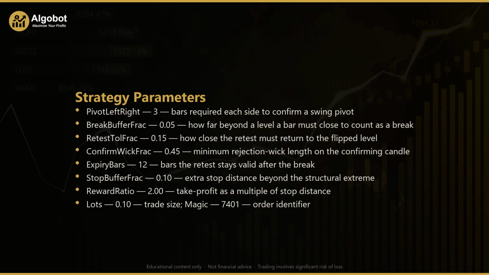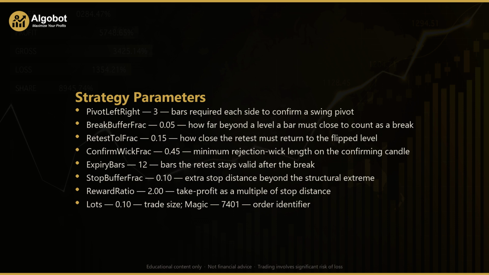Confirm wick fraction defaults to 0.45. This is the minimum rejection wick length on the confirming candle as a fraction of its range. Increase it if you want only the most dramatic hammers and shooting stars. Expiry bars defaults to 12. After a break, the retest watch stays armed for this many bars. If price doesn't come back in time, the setup is abandoned.